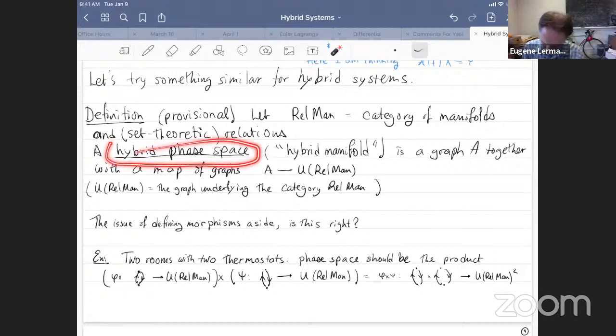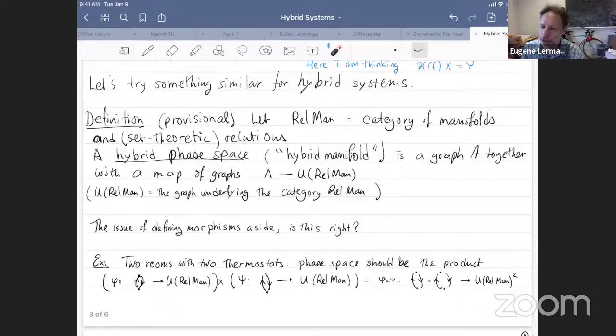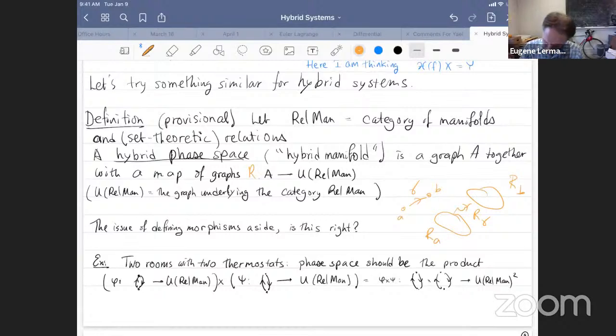So what's a hybrid phase space? It's a graph together with a map of graphs from my graph A to the graph underlying the category of manifolds, Real Man. So I could define it that way. The idea is if I have a graph, I'm going to assign to it a pair of manifolds and a relation between them. So this is A, here's B, here's gamma. Here's R, sorry. So a map of graphs, let's call it R. Here's R of gamma, and here's R of B, which is, I think, what I was writing earlier.